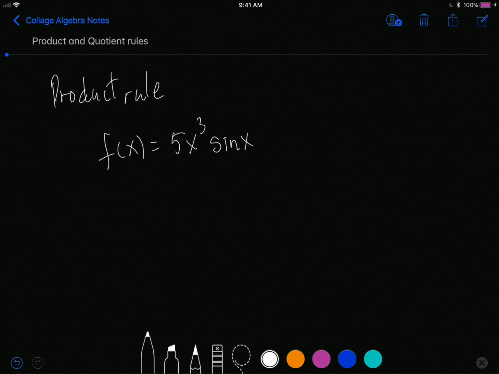You can apply the product rule whenever you have two terms that can stand independent of each other and are being multiplied together. One of the easiest ways to see that is to use parentheses. If I put the parentheses around the 5x cubed and the sine x right here, you can ask yourself, can these two terms stand alone? And the answer is yes. 5x cubed is just 5x cubed and sine x is just sine x.